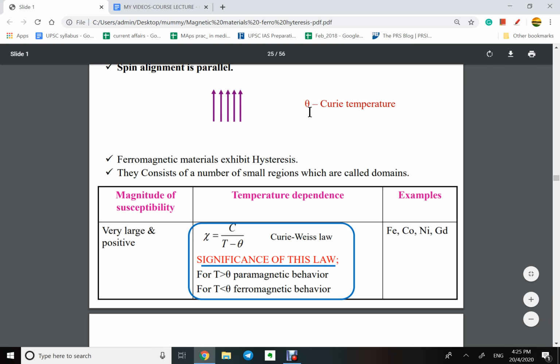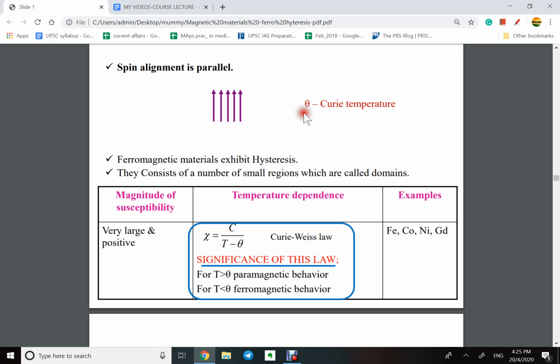In the case of ferromagnetic material, there is a very important temperature known as the Curie temperature, denoted by theta, which we will see below. Ferromagnetic materials exhibit hysteresis. About hysteresis, we will see in the subsequent slides.